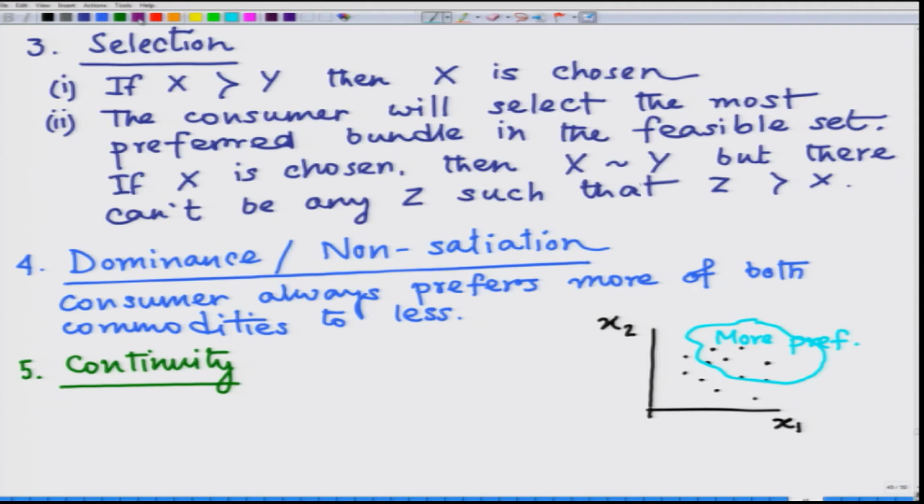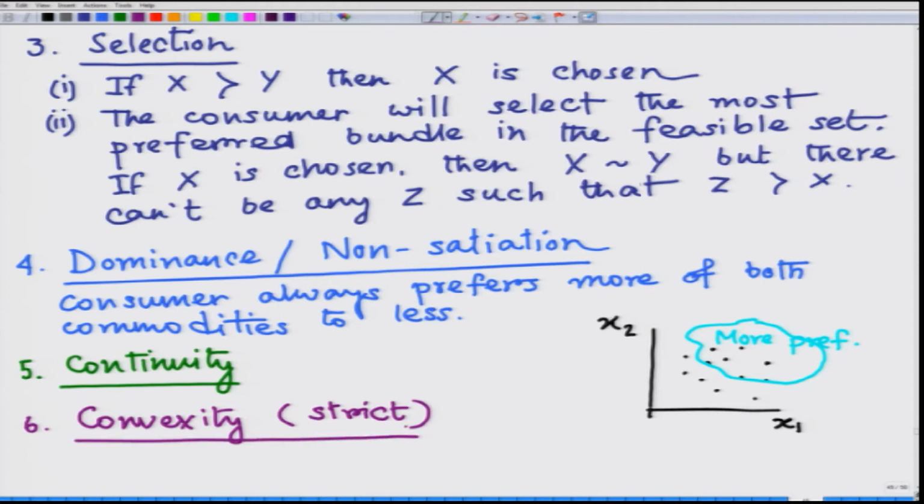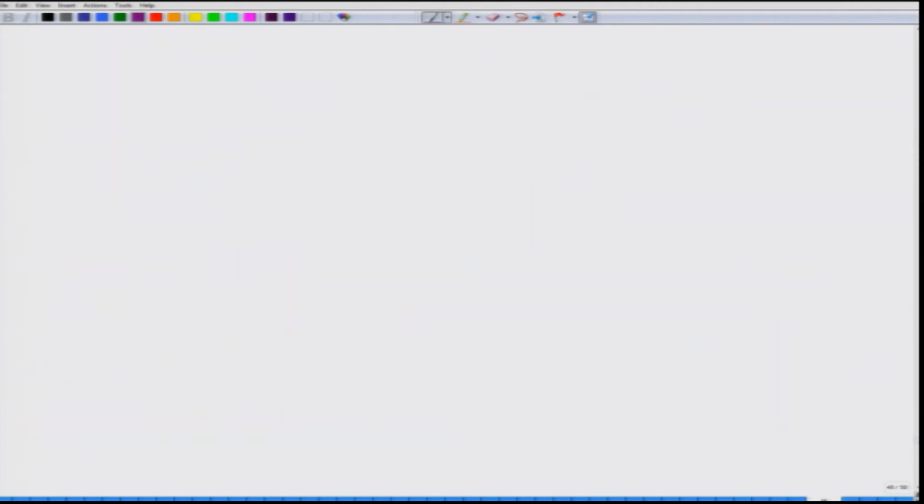Now comes the sixth and final axiom, and that is known as the convexity axiom, and we are going to talk about only strict convexity, because that will finally give us the indifference curve, which is the key tool of modern consumer theory. Now, there can be two different types of expositions of convexity, and we are going to see both of them.